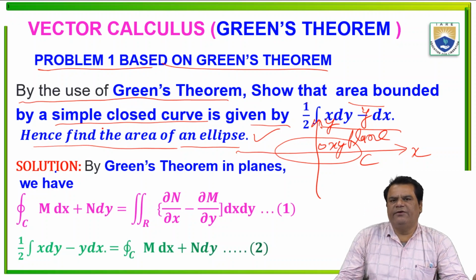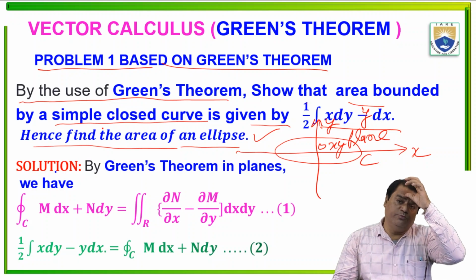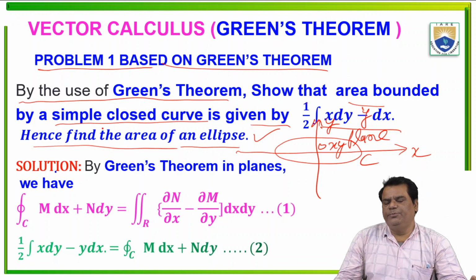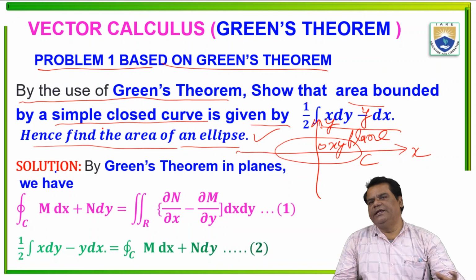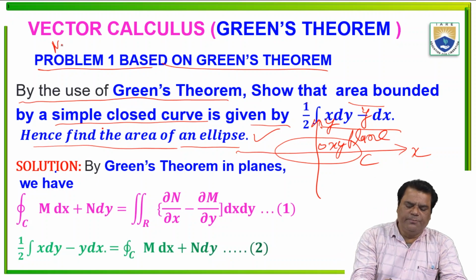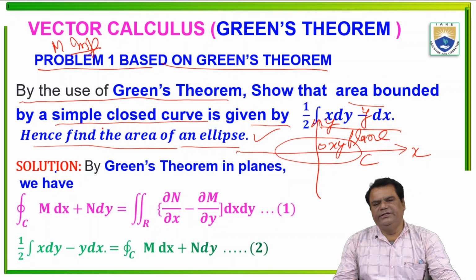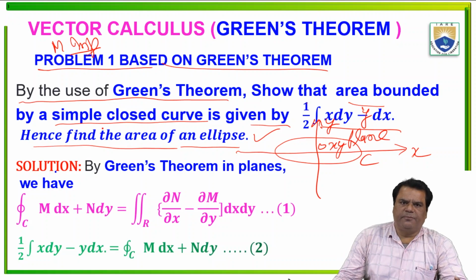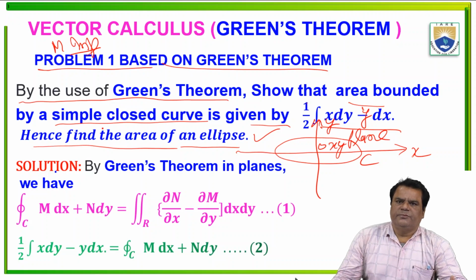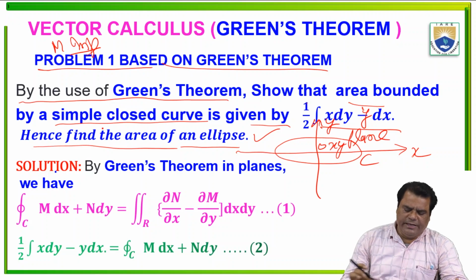How can we find the area of an ellipse? With the help of Green theorem. So we discuss in detail in this lecture how we can find the area of an ellipse with the help of Green theorem. This is a very important problem, very easy and interesting also. This is applicable for engineering courses. It is an application of Green theorem to find the area of a given closed curve. So the solution starts with Green theorem in the plane.